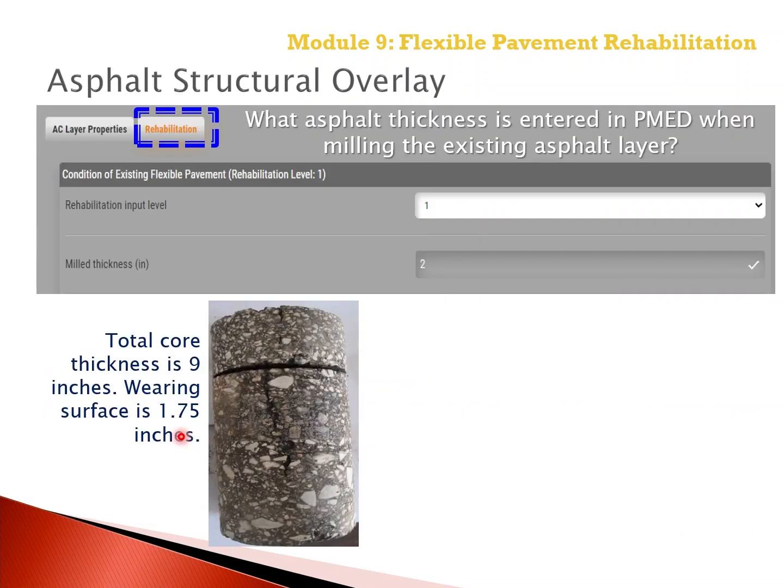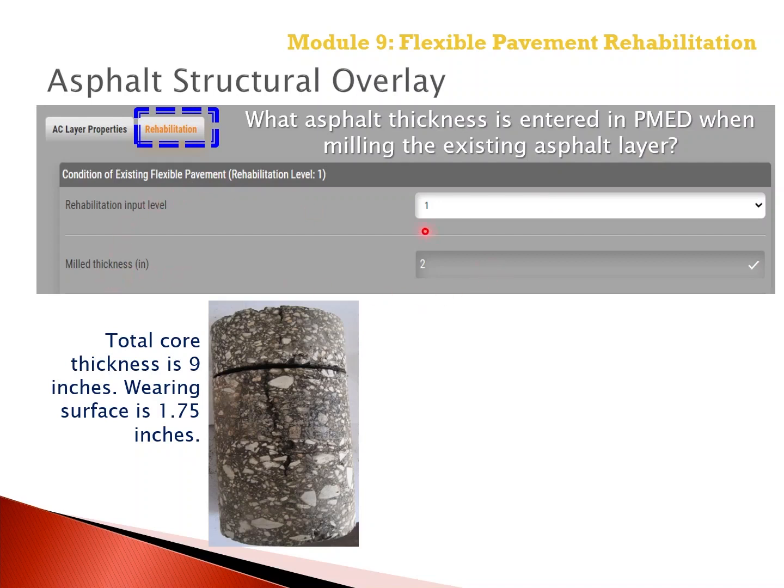Now, milling. We said we would come back to the definition of milling, and this slide basically defines the milling depth and what value, in terms of layer thicknesses of the asphalt layer, should be entered in the Pavement ME software for rehabilitation design. So what asphalt thickness is entered in Pavement ME when milling the existing asphalt layer?